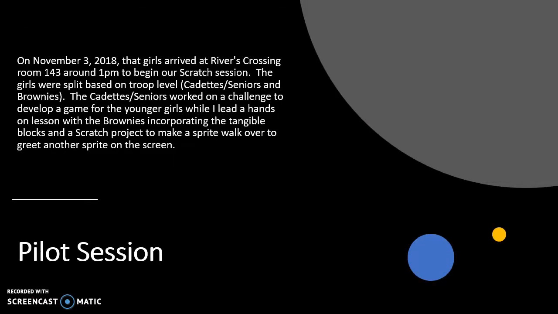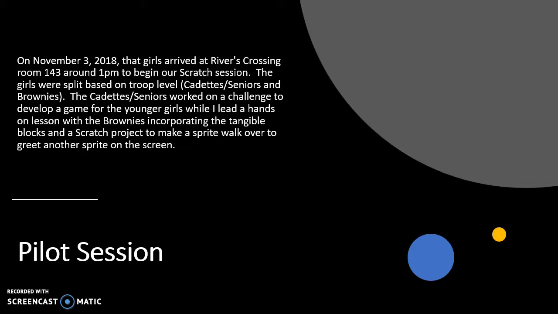During the session, I split the girls into two groups within the lab. The cadets and seniors were on one side, while I asked the brownies to gather around a round table with one workstation in the back of the room. I started by making sure the older girls were logged in and working independently before settling in with the brownies.